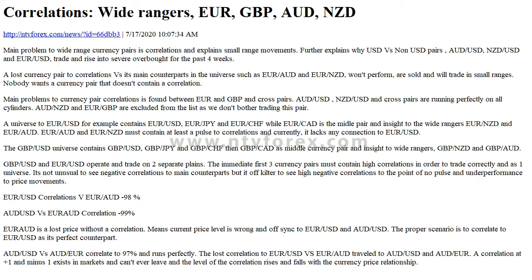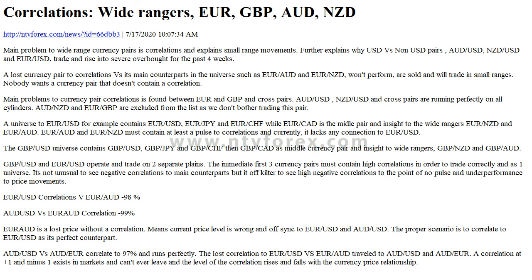The GBP-USD universe contains GBP-USD, GBP-JPY, and GBP-CHF, then GBP-CAD as the middle currency pair and inside to the wide rangers, GBP-NZD and GBP-AUD. GBP-USD and EUR-USD operate and trade on 2 separate planes. The immediate first 3 currency pairs must contain high correlations in order to trade correctly and as one universe. It's not unusual to see negative correlations to main counterparts, but it's off-kilter to see high negative correlations to the point of no pulse and underperformance to price movements.